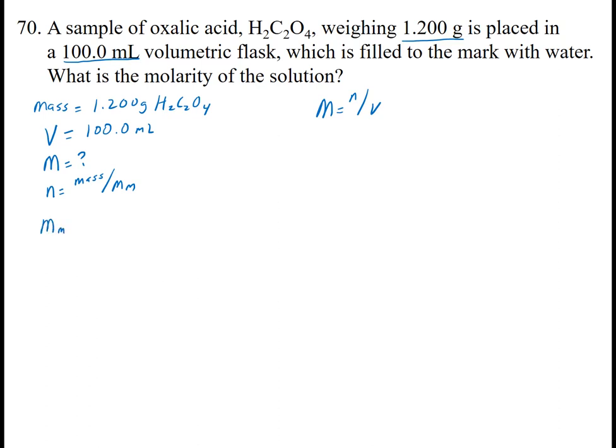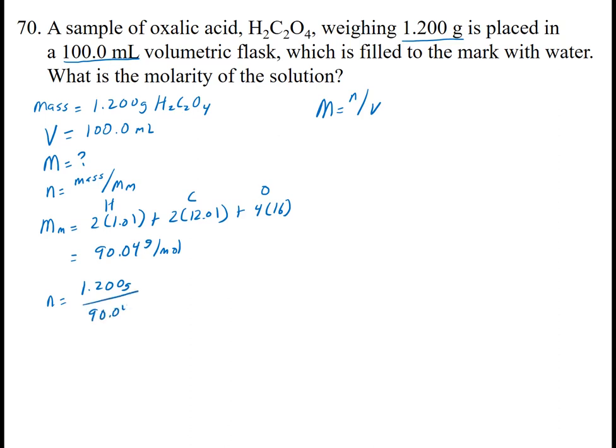So the molar mass is going to be 2 times 1.01, and that represents the hydrogen, plus 2 times 12.01, and that represents the carbon, plus 4 times 16, and that represents the oxygen. When I add all those together, I get 90.04, and the units are grams per mole. So now I have both a mass and a molar mass. So N is simply the 1.200 grams divided by 90.04 grams per mole.